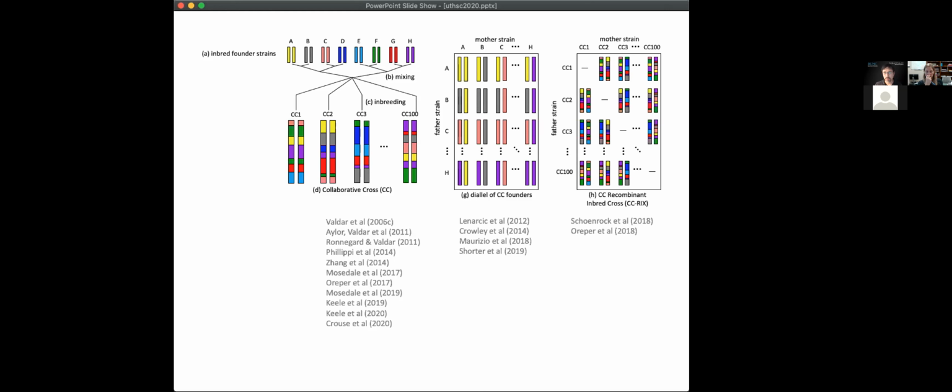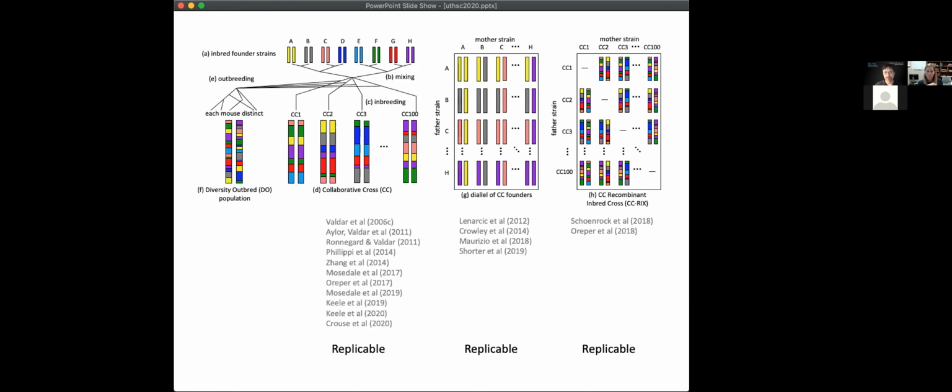Don't worry about the terminology. These three populations are all replicable populations, in that if you do an experiment using them, you can repeat the experiment using genetically the exact same mice, or indeed you can do replicates within the experiment.